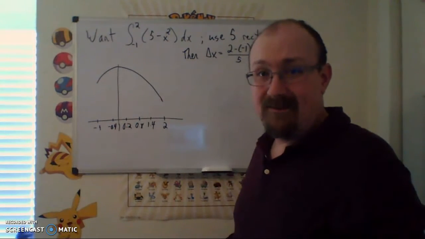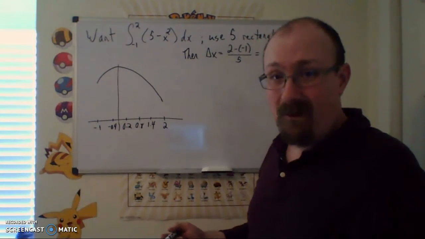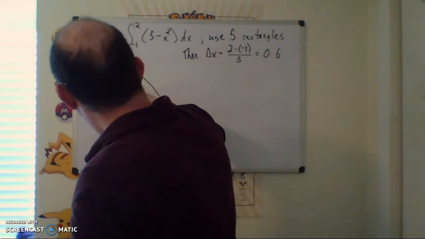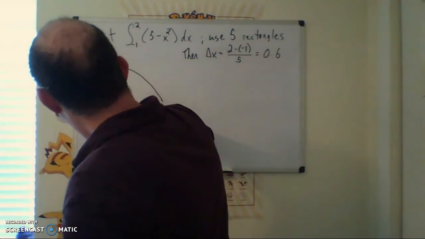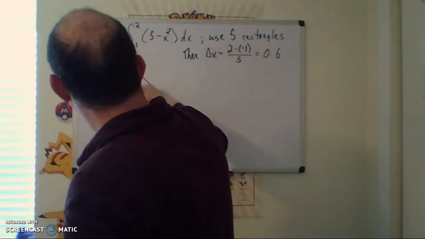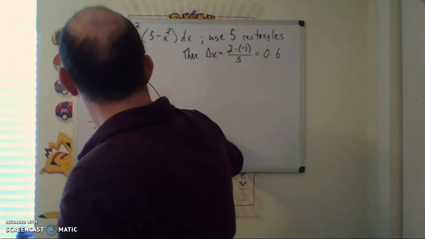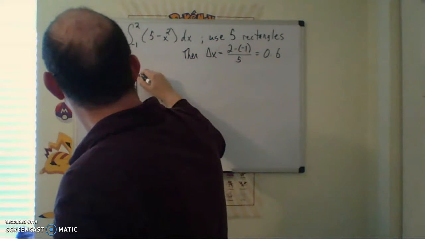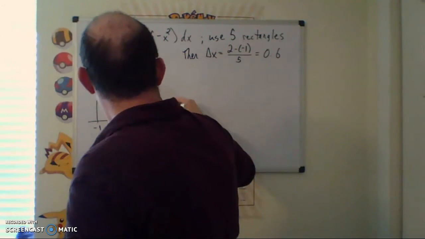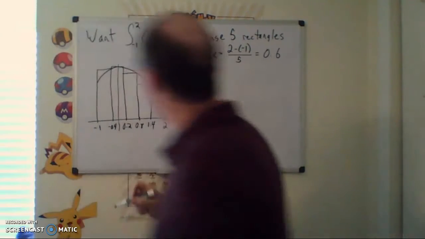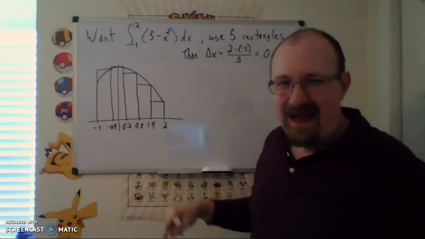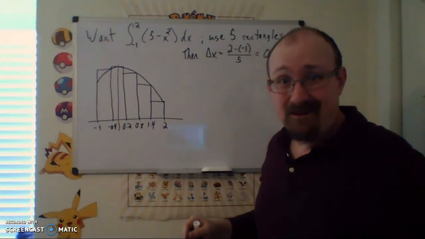Now we can draw in rectangles the same way using either right or left endpoints. I'm going to start with right. So my right endpoints here are 0.2, 0.8, 1.4, and then lastly, 2. Okay, so again, the vertical axis kind of messes with this, but I like the example.